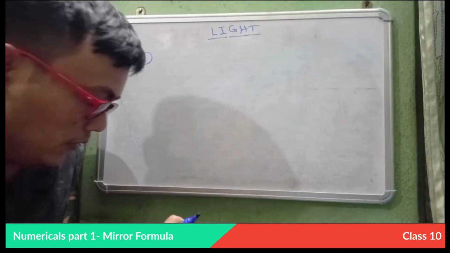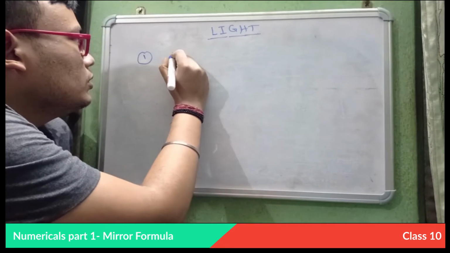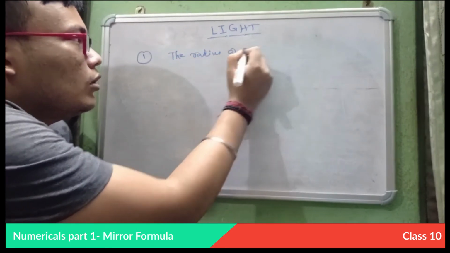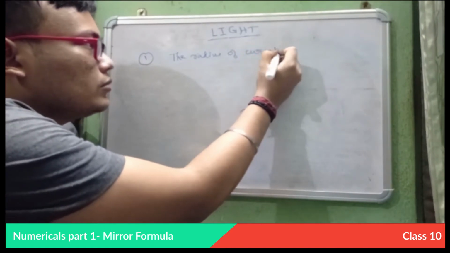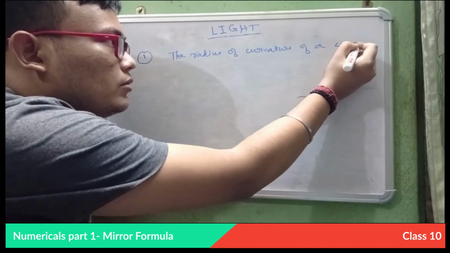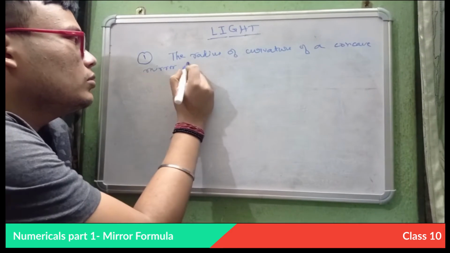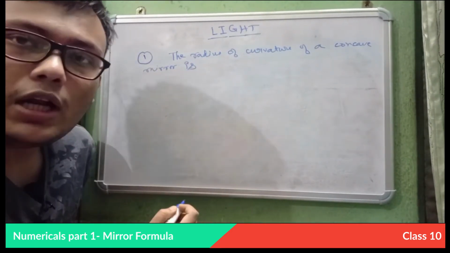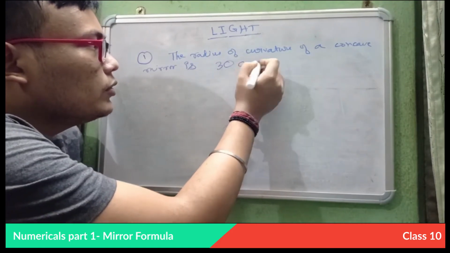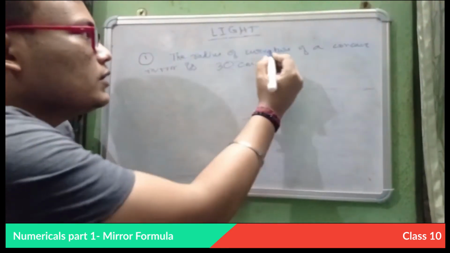So the first numerical says that the radius of curvature of a concave mirror is 30 centimeters. Okay, radius of curvature is 30 centimeters.